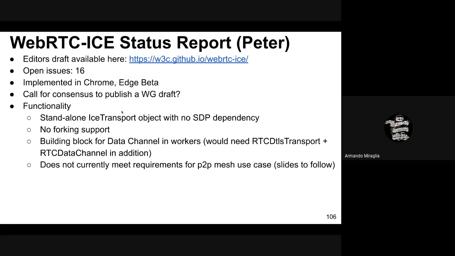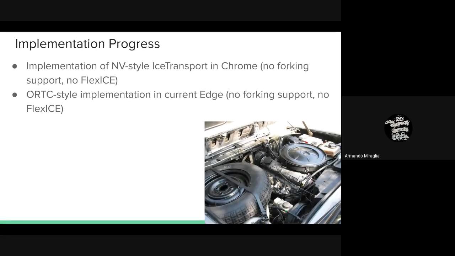Yes, to clarify the thing about Chrome's implementation status, while the constructor is shipped, you can construct them. Anything useful, like the start and gather attributes, the stuff you'd use for a standalone ICE transport, is still behind the origin trial flag. So you can only have a dummy ICE transport if you don't have a flag. Well, you can have an ICE transport where you can read all the values.